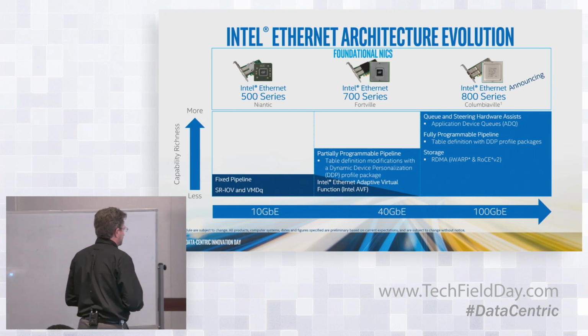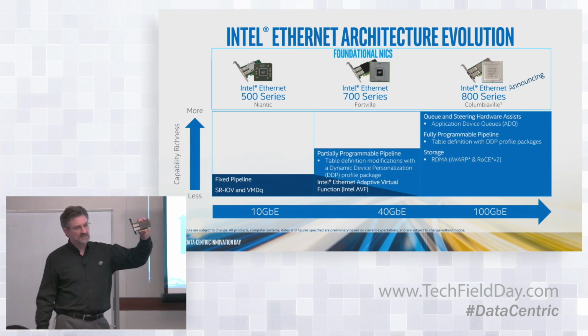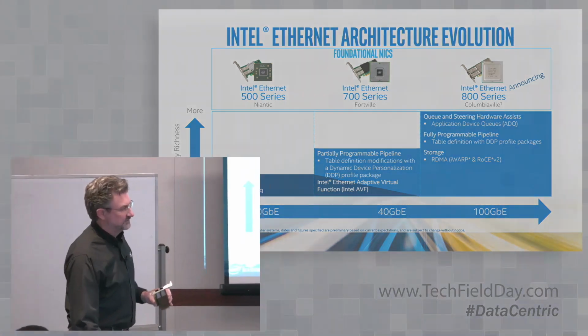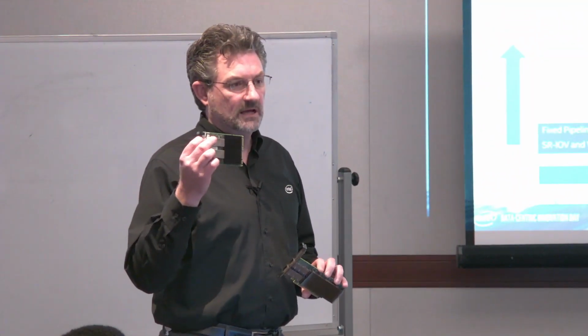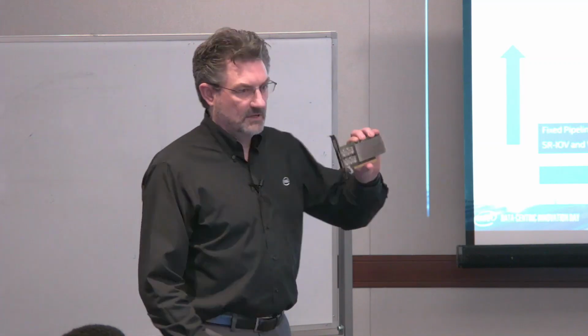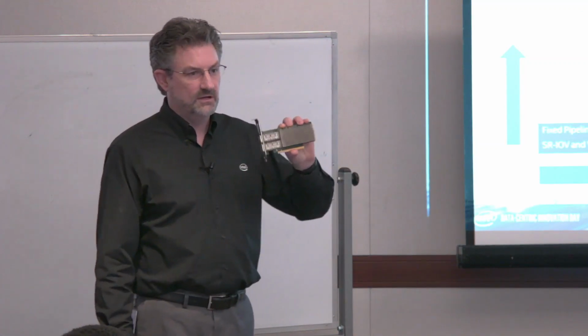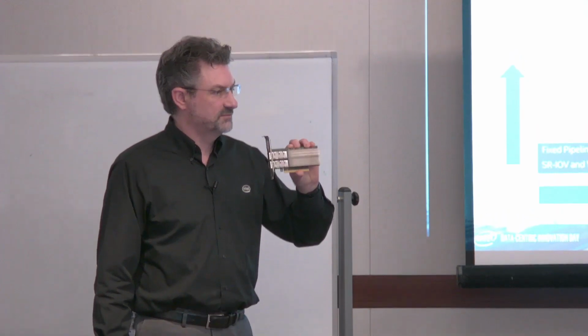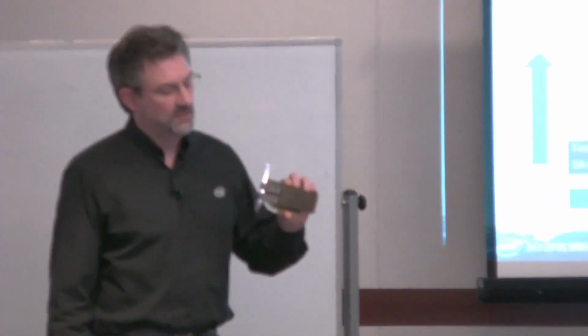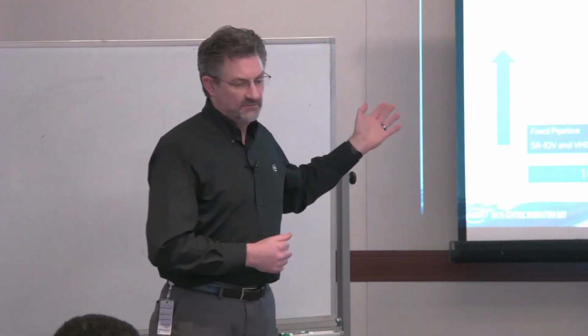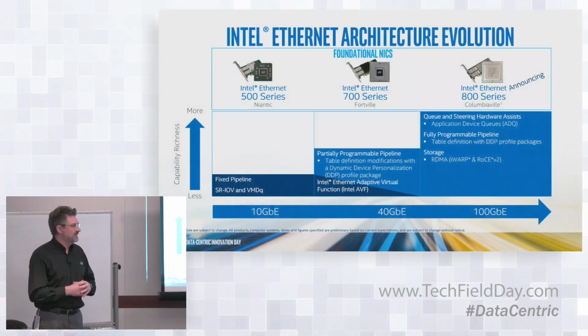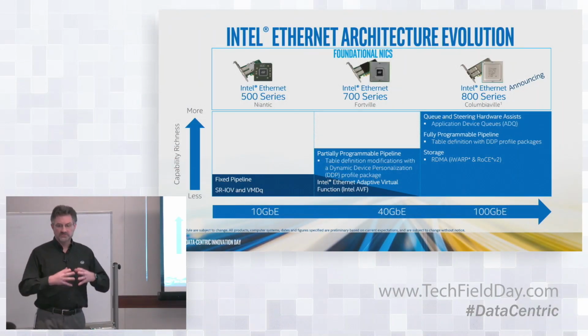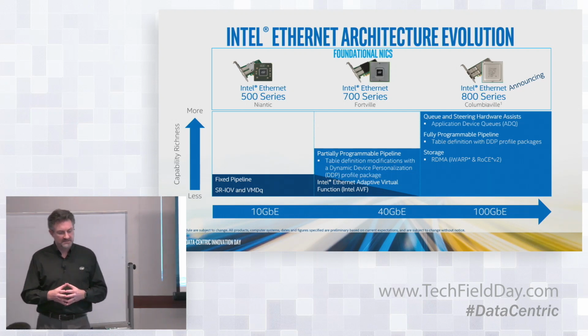So the 800 series is what we announced today. This is our PCI adapter. And then we also have our OCP3 version. Now this is a 100 gig, PCI Express Gen 3 and Gen 4 capable card. Lots of capabilities, but we're going to focus on two specifically. One is the application device queues, which Anil will talk about. And I'll talk about some of the new improvements we've made to the dynamic device personalization.